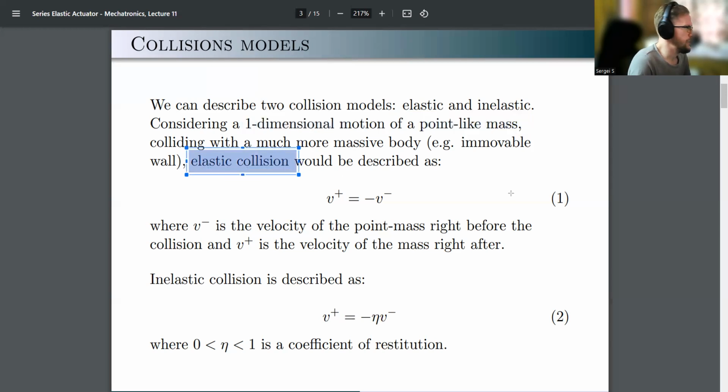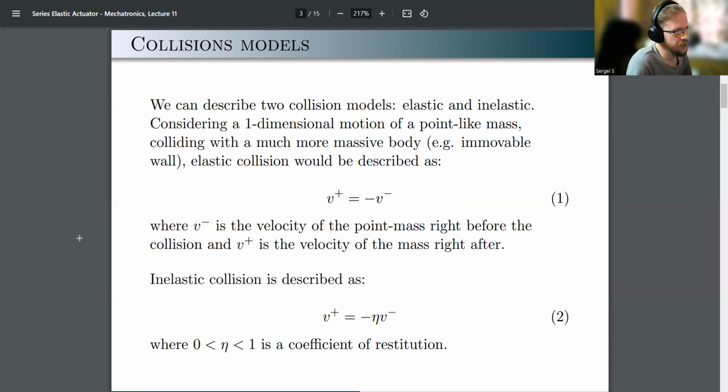So elastic collision is characterized by conservation of energy. And in fact, the model goes kind of like this. The velocity after collision is equal to the velocity before the collision, but with the opposite sign. That is a characteristic of elastic collision. Okay. So this is the velocity before, this is velocity after the collision. So energy will be conserved in a perfectly elastic collision.